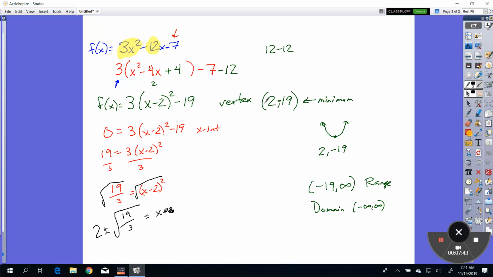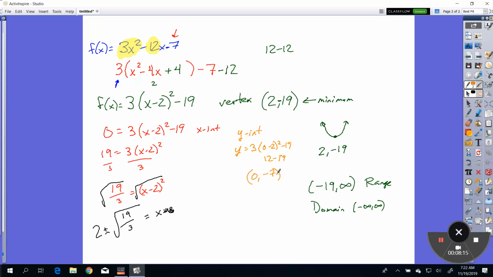To find the y-intercept, you would just let x be 0. So you'd have f of x, which is y, equals 3 times (0 minus 2) squared minus 19. Negative 2 squared is 4. Times 3 is 12. Minus 19 is negative 7. So the y-intercept is negative 7.